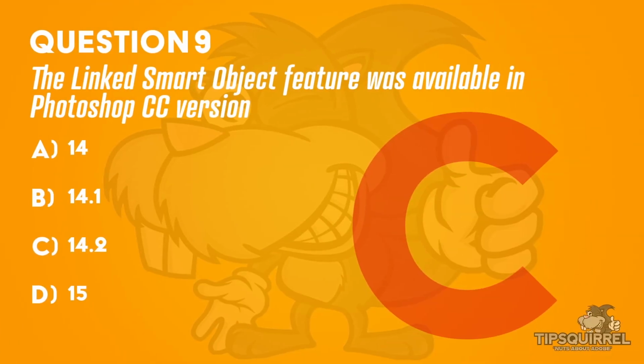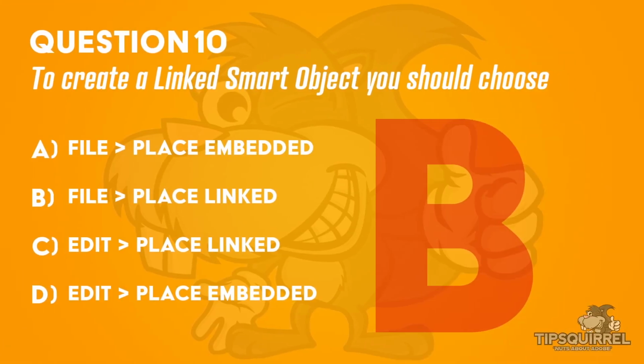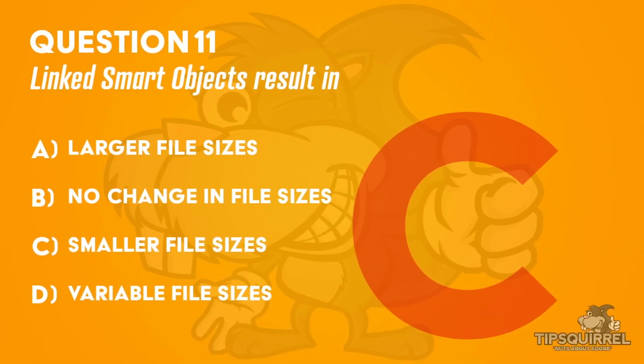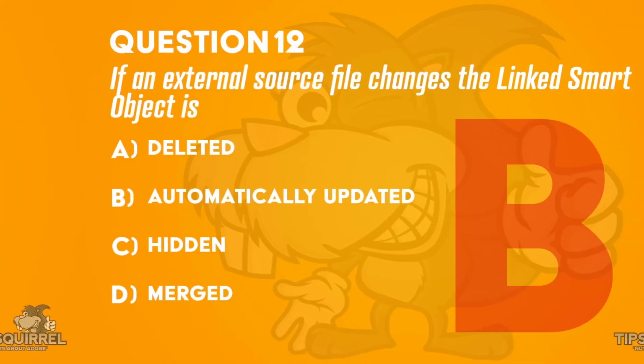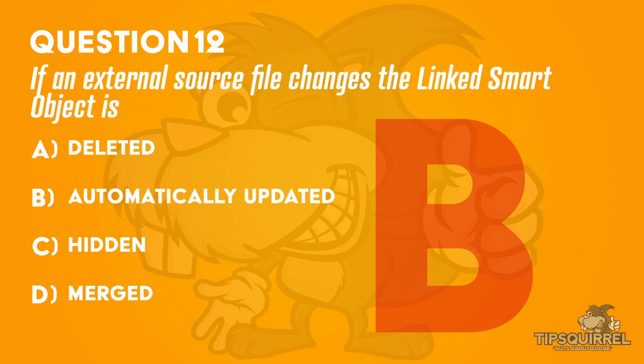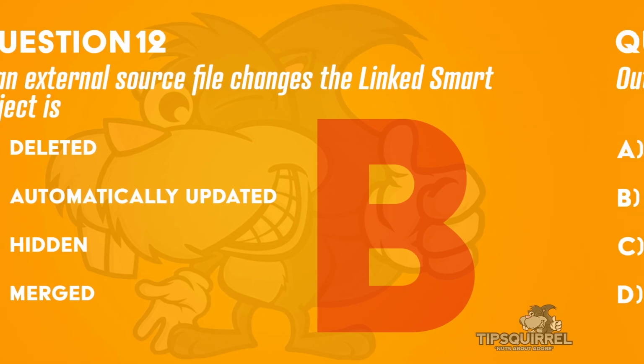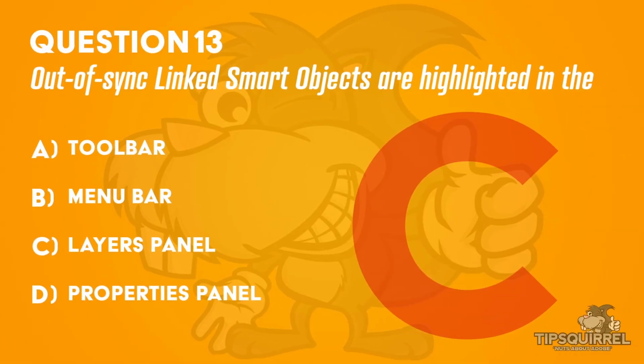Question 9. The linked smart object feature was available in Photoshop CC version C, 14.2. Question 10. To create a linked smart object, you should choose B. File, place linked. Question 11. Linked smart objects result in C. Smaller file sizes. Question 12. If an external source file changes, the linked smart object is B. Automatically updated. Question 13. Out of sync linked smart objects are highlighted in C, the layers panel.